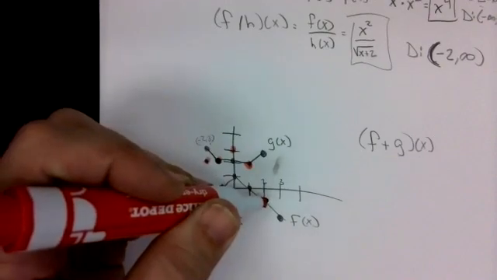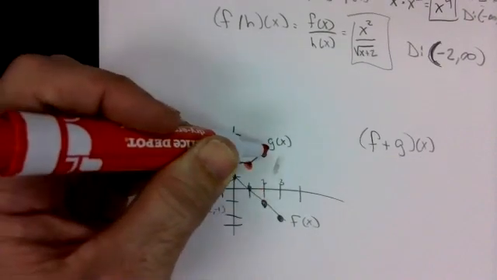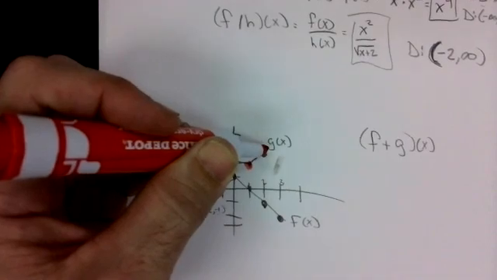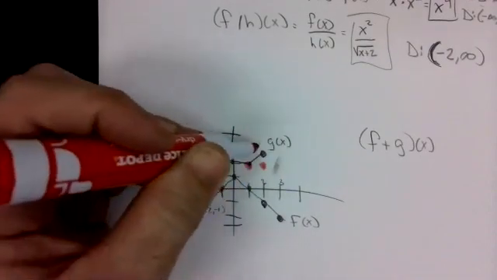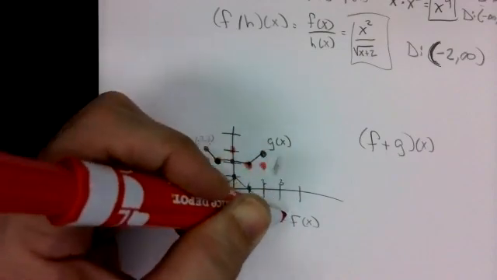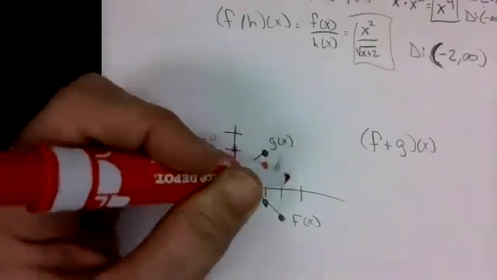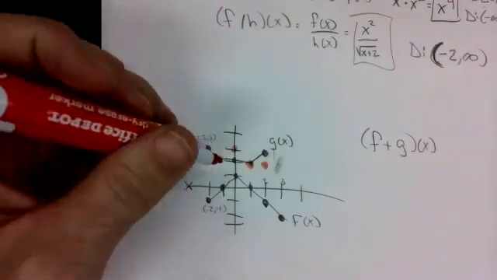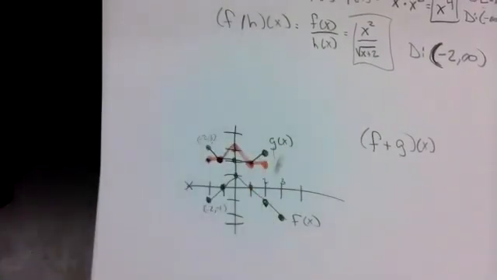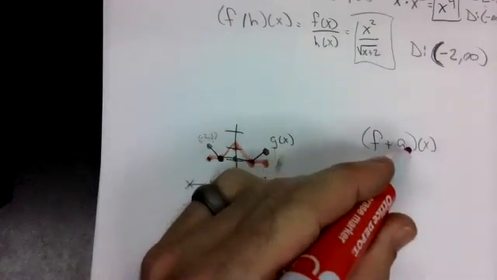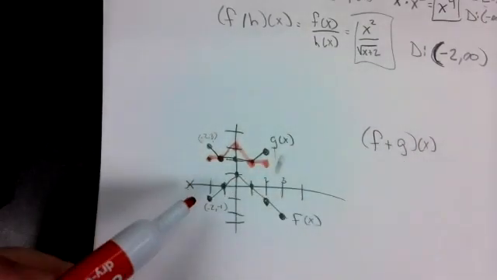This one has a y value of -1. This one has a y value of +3. 3 minus 1 is 2. And again, at that point, the g function stops. So even though we have an f function here, it doesn't have anything to go with. So f plus g of x is represented by that red function. So again, you just go point by point and you add the y values together.